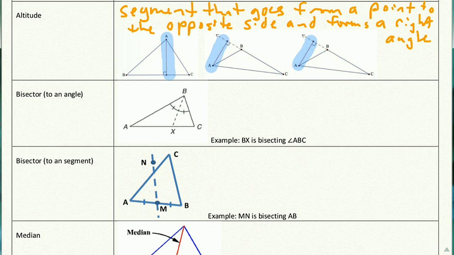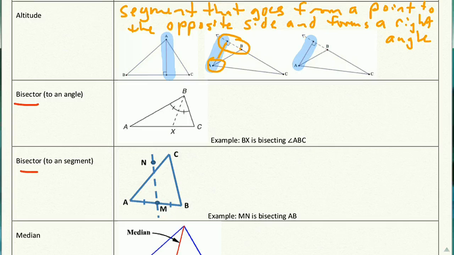One thing you'll notice about the altitude in these pictures here is that they don't touch the actual side. You'll notice that this line here is actually continued on with a dashed line after it stops at B. The reason is that if you were to draw a line down from point A here, there is no place you could draw it and make a right angle. So sometimes the altitude actually happens outside of the triangle. That's totally possible.